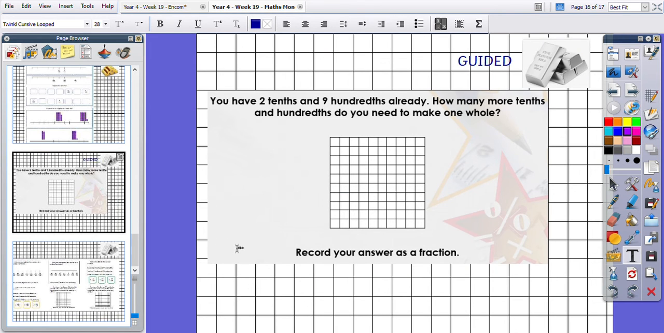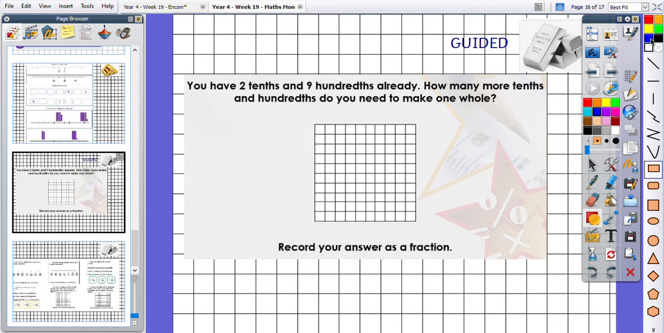Okay, for platinum then, finally, you are starting to look at reasoning and problem solving. You have 2 tenths and 9 hundredths already. How many more tenths and hundredths do you need to make one whole? So we've got the Deans here to help us. So first of all, we have 2 tenths and 9 hundredths already.